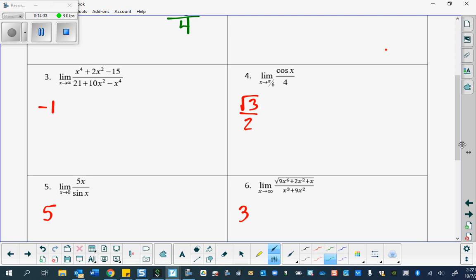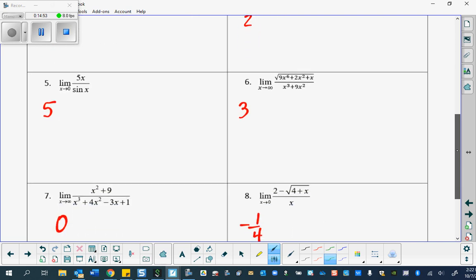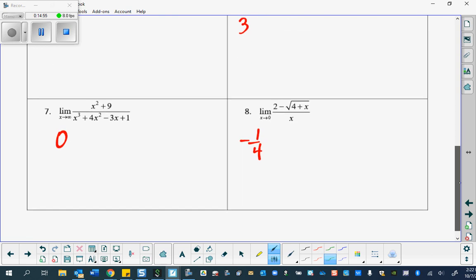And if you haven't done this homework yet, my God, at least copy down the right answers so that when you do it, you know whether you're doing it correctly or not. Sometime between now and your test, you got some calculus to work on. Those are the answers to 3 and 4. Here's the answers to 5 and 6. Here's the answers to 7 and 8.